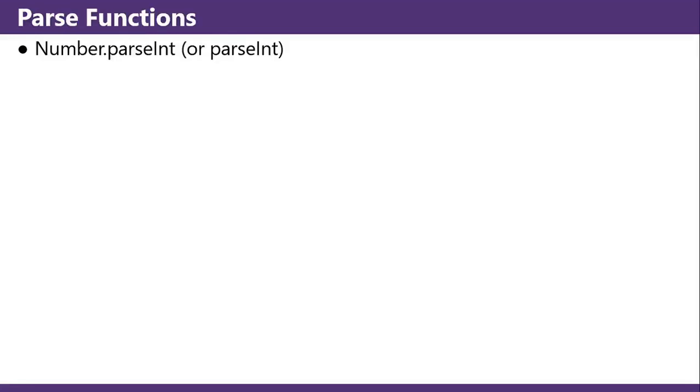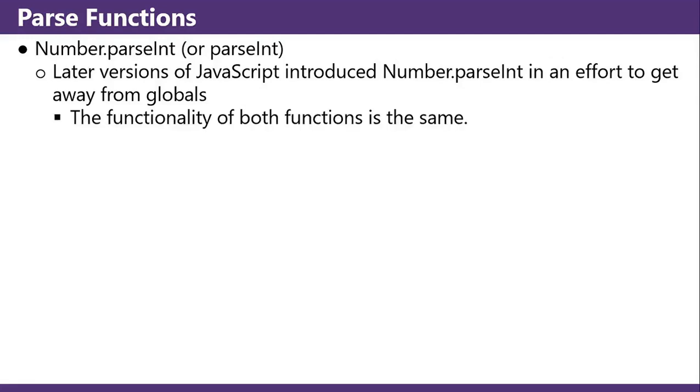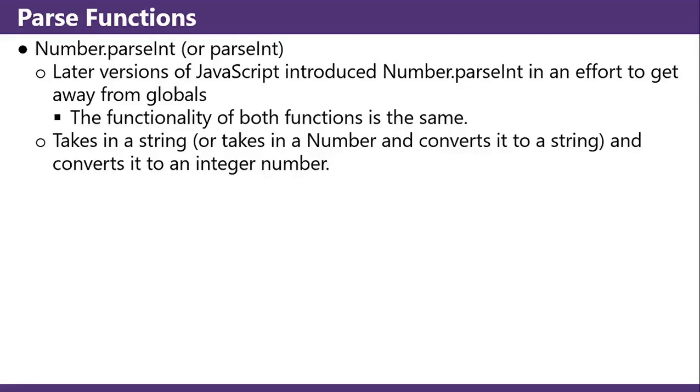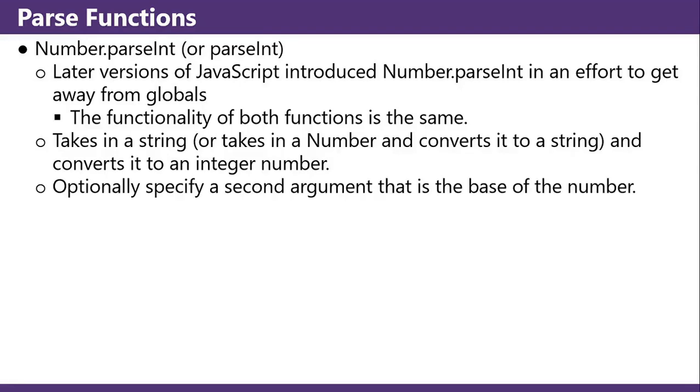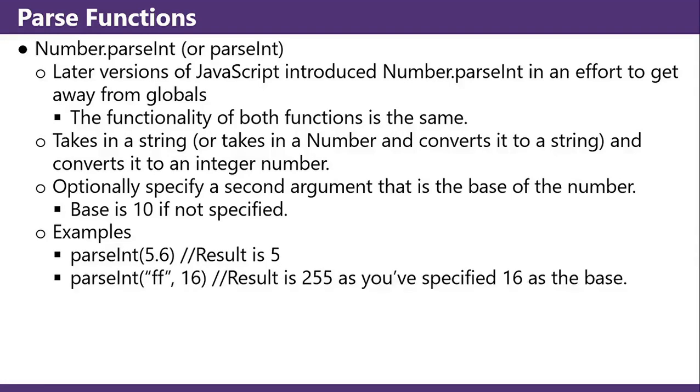The parse functions: Number.parseInt or parseInt. Later versions of JavaScript introduced Number.parseInt in an effort to get away from globals. The functionality of both functions is the same. It takes in a string, or takes in a number and converts it to a string, and converts it to an integer number. Optionally, specify a second argument that is the base of the number. Base is 10 if not specified. Examples: parseInt of 5.6, the result is 5. parseInt of ff, where you specify the base is 16, the result is 255, because that's how base 16 works, and again, if you want to see that video, it's linked in the description.